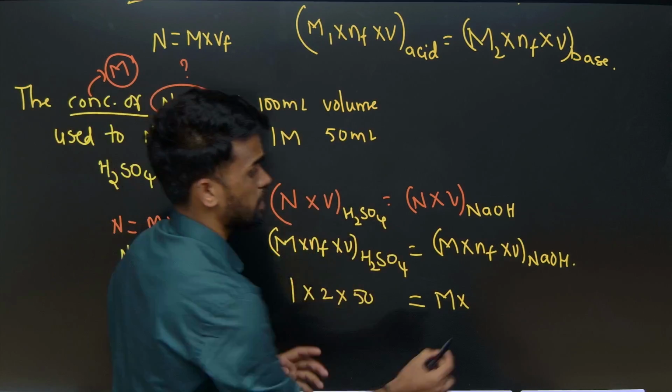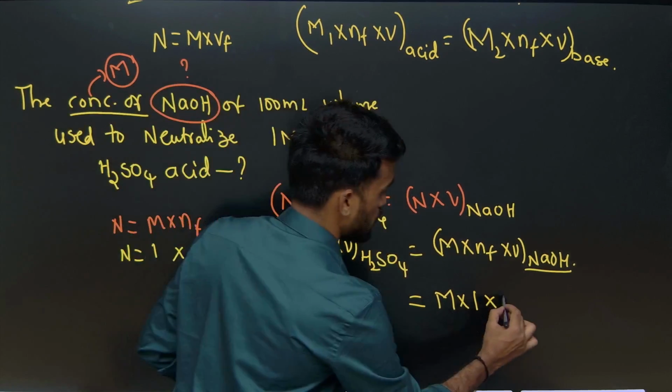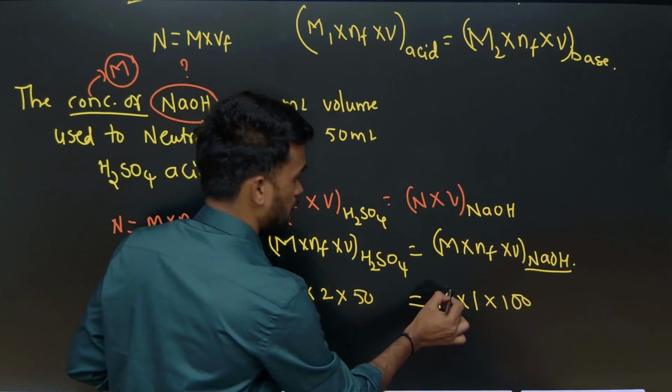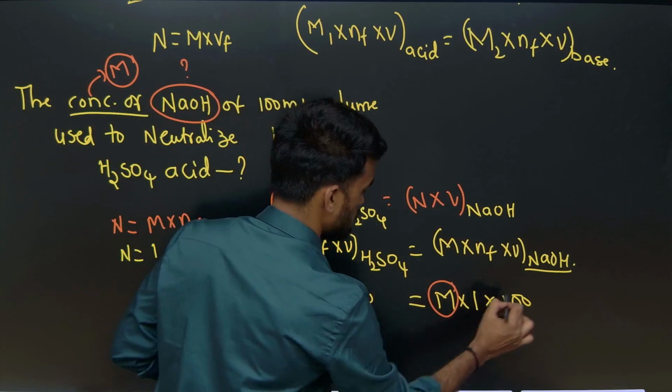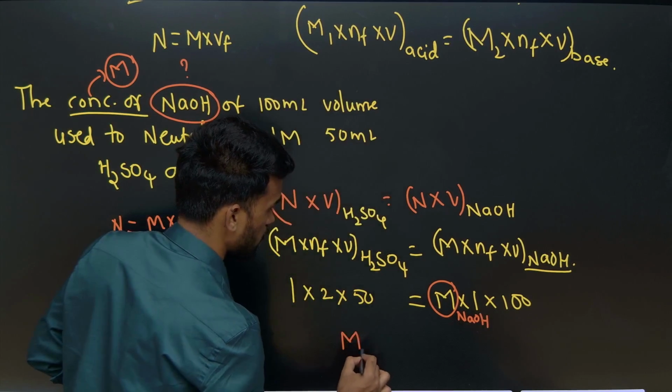What is the N factor for NaOH? You have to take it as 1 only. And what is the volume they have given? That is 100. Now we have all the remaining data except this one. So now this is for the molarity of NaOH that we are finding.